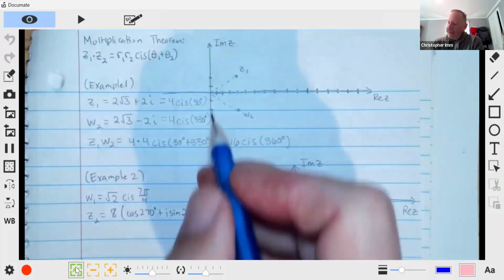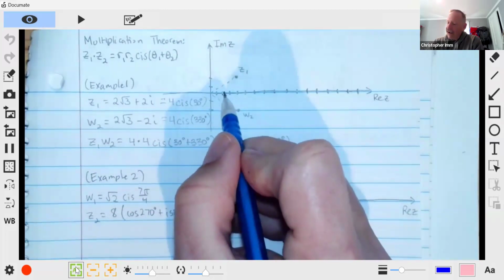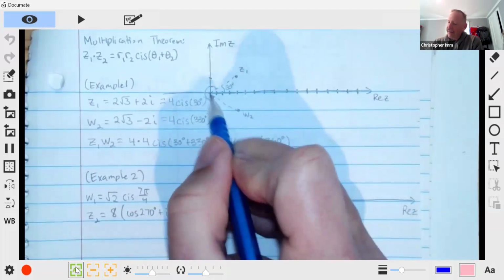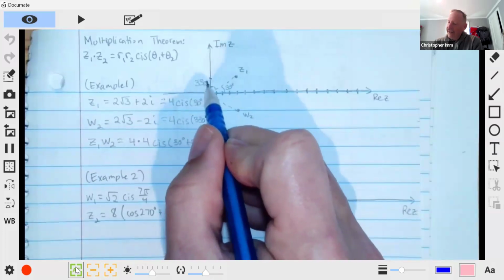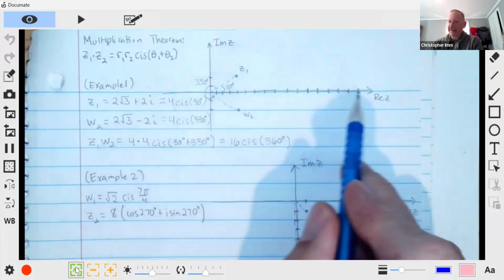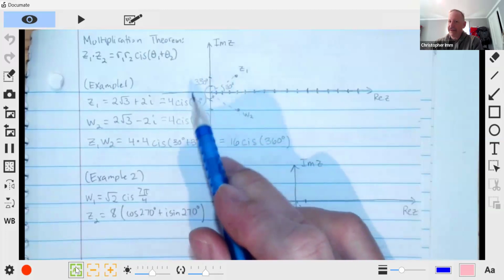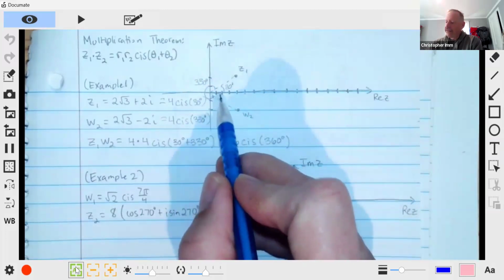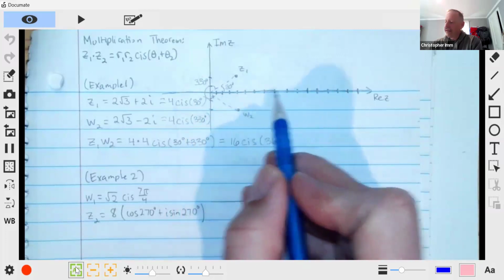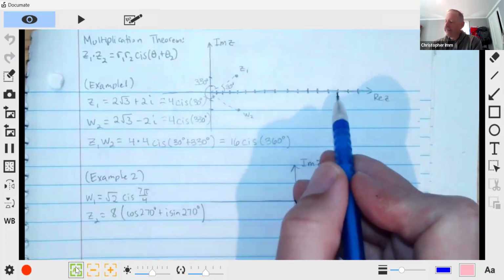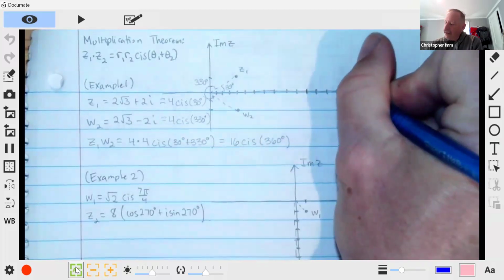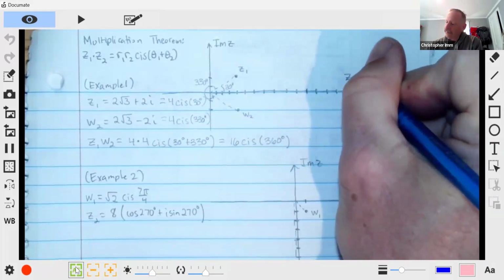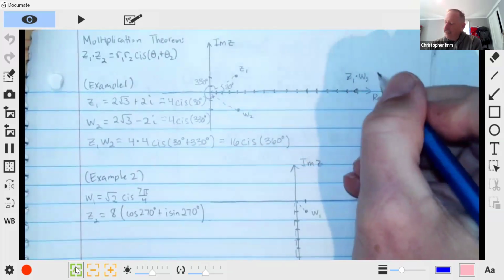So what I would do is notice I have my 30 degrees here. I add on my 330, and that's going to put me right on my real axis. It's going to be the 360 degrees around. And I'm going to go out 16. So I think I have 1, 2, 3, 4, 5, 6, 7, 8, 9, 10, 11, 12, 13, 14, 15, 16. So my new number, that product, is going to be right over here. And it really is just going to equal 16.